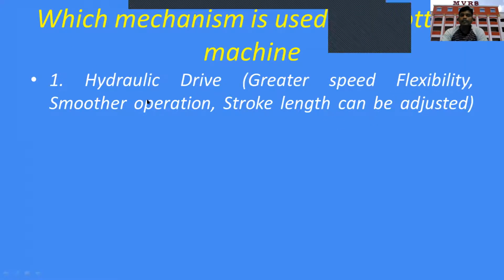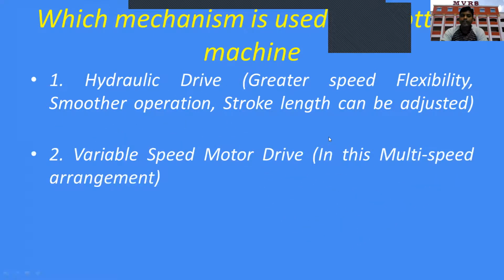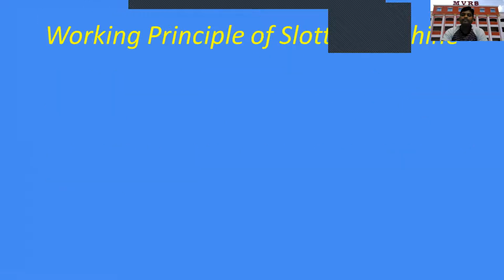The mechanism used in a slotting machine is a hydraulic drive, which has greater speed flexibility and also makes the operation smoother, and the stroke lengths can also be adjusted. We can also use a variable speed motor drive, and in this variable speed motor drive, a multiple speed arrangement has also been set up.